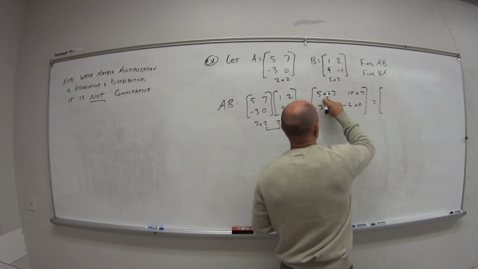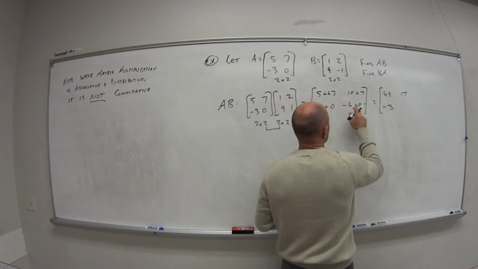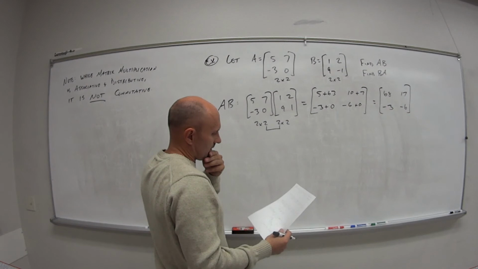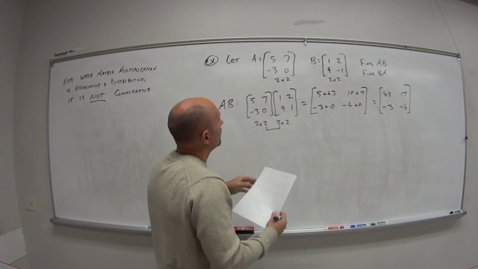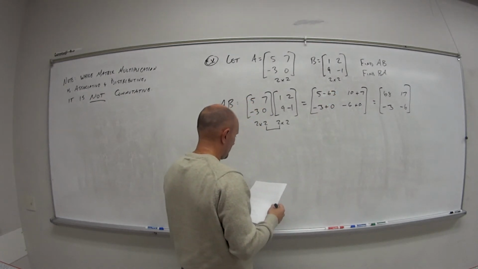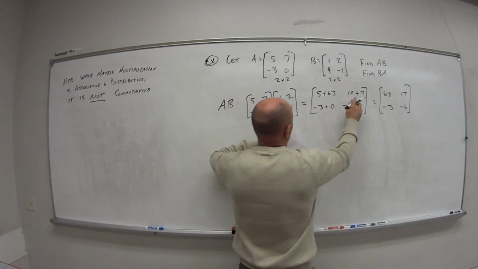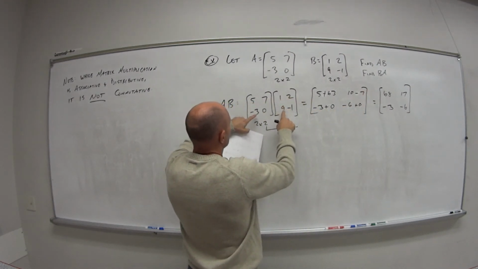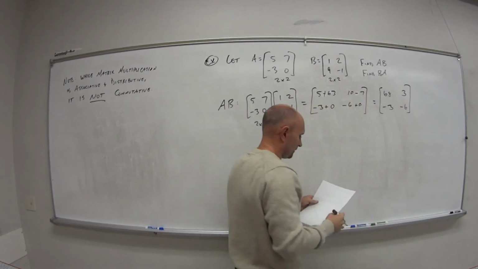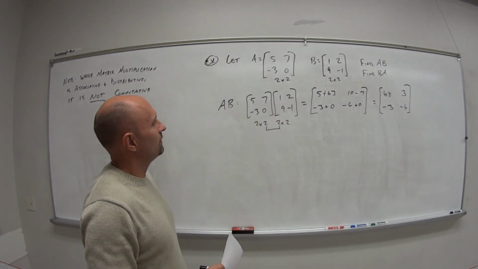So if I simplify this, what do I get? 5 plus 63 is 68. 10 plus 7, 17. Negative 3 plus 0, negative 3. Negative 6 plus 0, negative 6. What did I do? Oh, this should be negative 1. Sorry. Wait, no. Let me double check it. So 5 plus 63, that's fine. 10 minus 7, this should have been a minus 7. Negative 3 plus 0, negative 6 plus 0. Okay, so this should have been a 3 up in this position. So 68, 3, negative 3, negative 6. So I didn't have that negative sign in there. So hopefully you did and you got that matrix right.